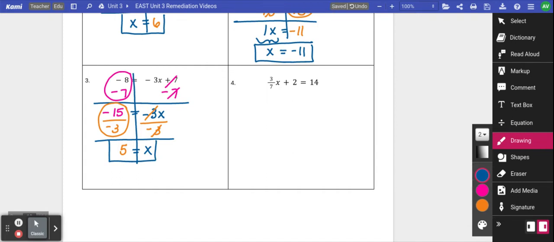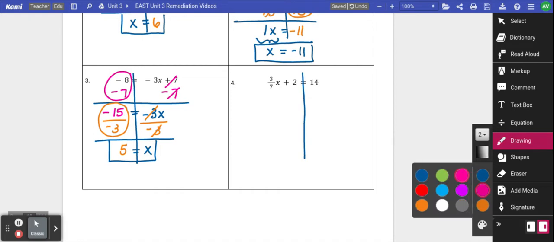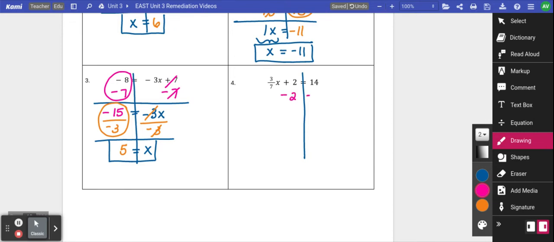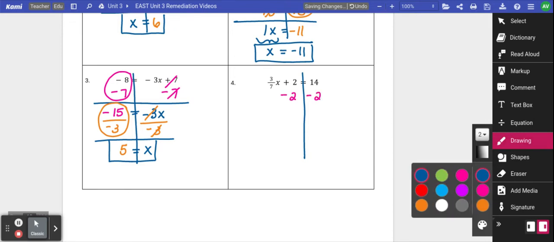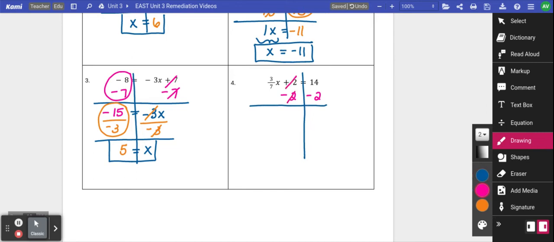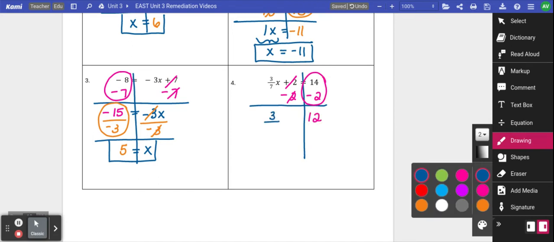Last but not least, in problem number 4, I'm going to draw my vertical line through my equal sign to remind myself to keep this equation balanced. I'm going to subtract 2 on both sides of the equation. And when I do that, this plus 2 and this minus 2 are going to cancel. 14 minus 2 is 12. I'm going to drop down my 3 over 7x.